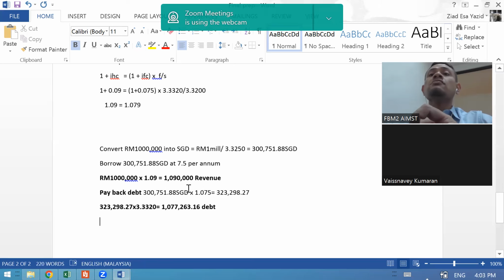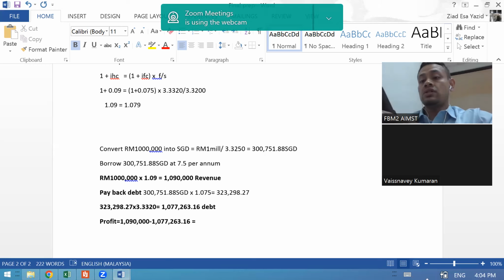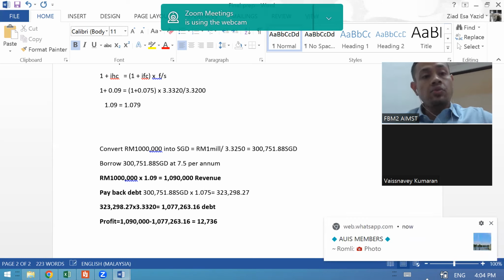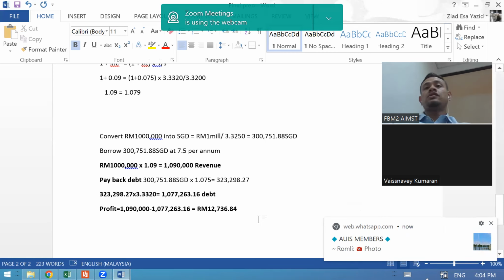Now, your profit, profit in ringgit of course. Profit in ringgit is this one minus this one. And you will get your profit, which is 1090 minus the answer, you get 12,736.84 ringgit of profit. So here's your answer.